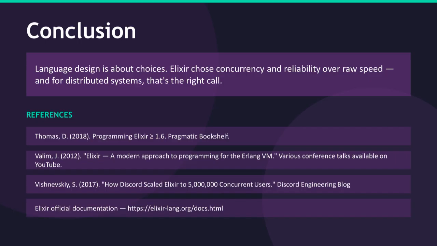And the let-it-crash philosophy isn't pessimism, the actor model isn't just clever theory, and the Beam VM isn't just historical trivia. Together, they form a coherent approach to a genuinely hard problem. How do you build systems that stay up no matter what? And Elixir's answer is worth studying, not just for the language itself, but for the thinking behind it, because how a language is designed shapes how you think as a programmer.